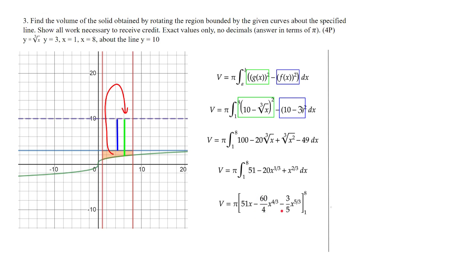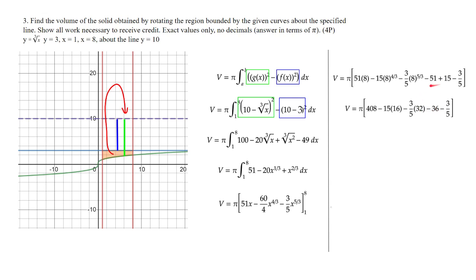So now let's just plug in our bounds, use the fundamental theorem of calculus. Pi times the quantity 51 times 8 minus 15 times 8 to the 4/3 minus 35 times 8 to the 5/3 minus 51 plus 15 minus 3/5. It's a mouthful. We're just going to multiply these two out, get 408. This 8 to the 4/3 simplifies to 16 because 2 cubed to the 4/3 becomes 2 to the 4th, which becomes 16. Minus 3/5, same concept here, becomes 32.